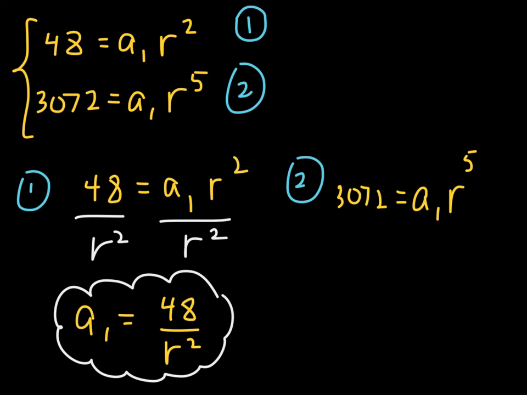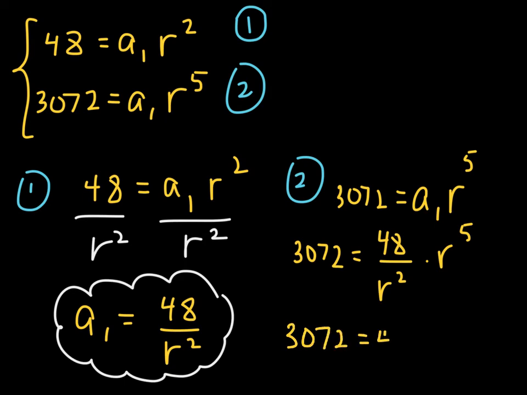And I'm replacing a sub 1 with this expression, 48 over r squared. So I get 3,072 is equal to 48 over r squared times r to the fifth. Now, don't forget your quotient rule for exponents here. We can simplify r to the fifth divided by r squared if we just subtract the exponents. So 5 minus 2 would leave me with r cubed, right? So this would be 3,072 is equal to 48 r cubed. That was the quotient rule for these exponents, subtracting the exponents.